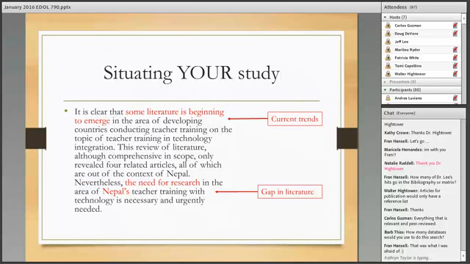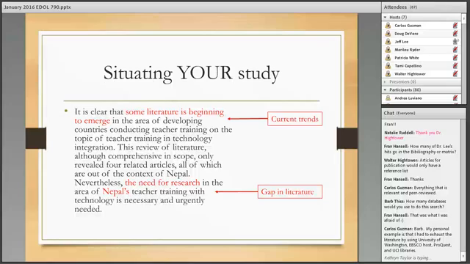Okay, some more language that situates my study. Some literature is beginning to emerge in the area of developing countries, and this points to the need for research to be done in Nepal in the area of teacher training with technology. So again, that gap in the literature is just not nothing, but it's really this idea of nothing situated by studies that are being done in other contexts, if you will, studies that are done by other experts in the field, although nothing has really been done in Nepal.